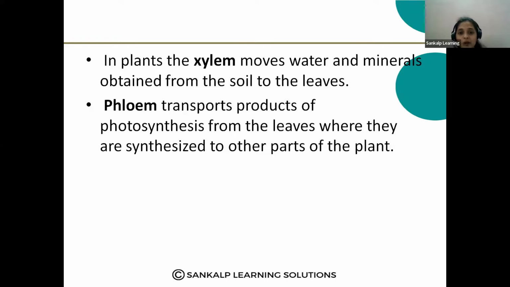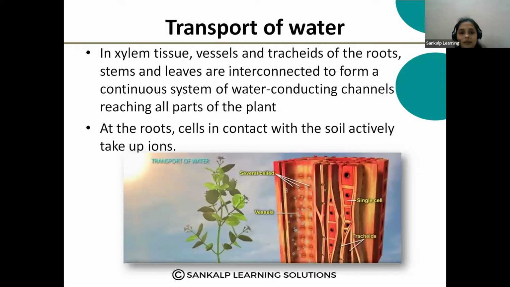So in humans, what did we study? We studied the blood and the human heart, right? But here, xylem and phloem are the specialized tissues that help in transportation in the plant's body. Now, how does the transportation of water take place in plants? First, we are studying how water is transported from the root to the leaves, right?